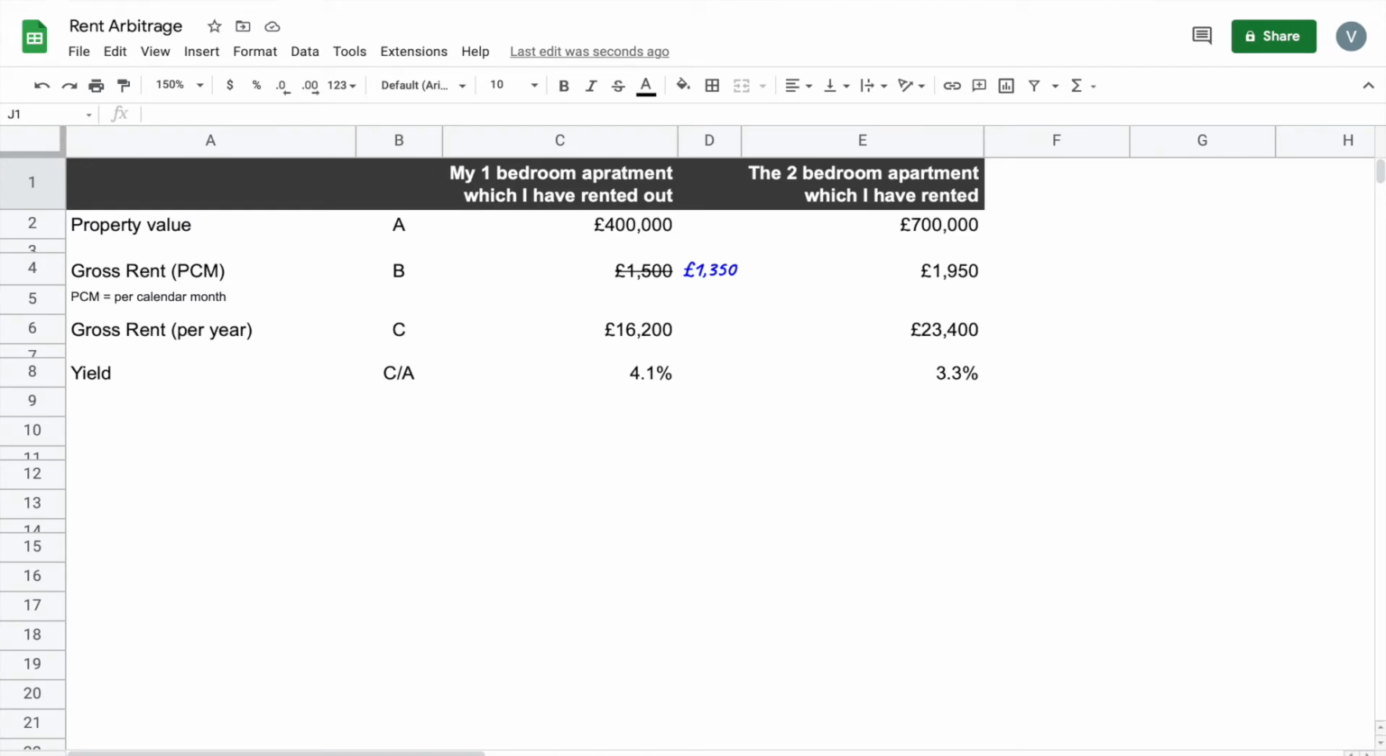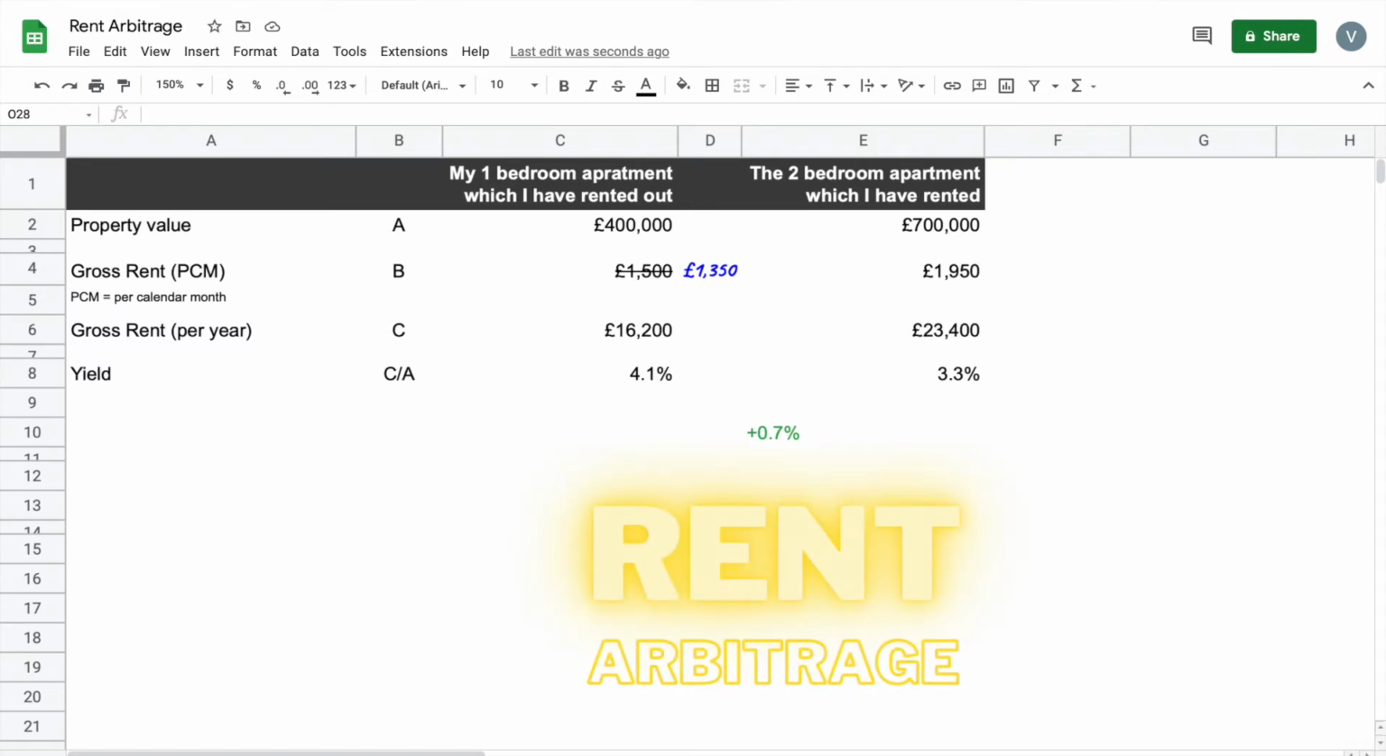So let's look at the apartment that I'm currently living in and that I've rented. The property value is about £700,000 and the rent that I'm paying at the moment is £1,950. So this gives a yield of 3.3%, which is closer to the London average. This gives me a difference of positive 0.7%, and this is what I call rent arbitrage.